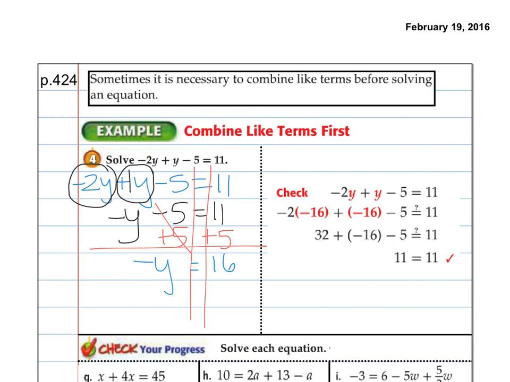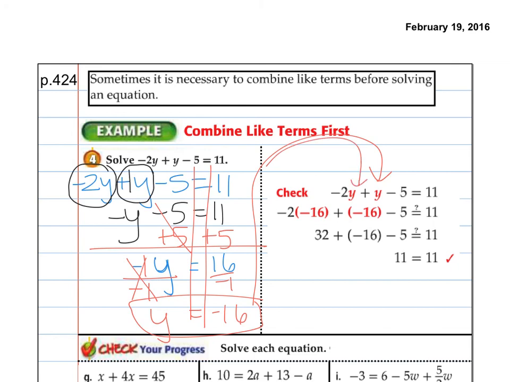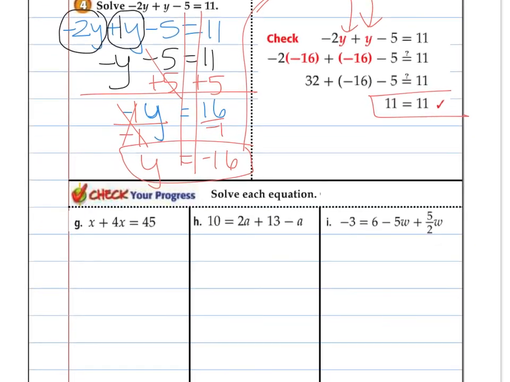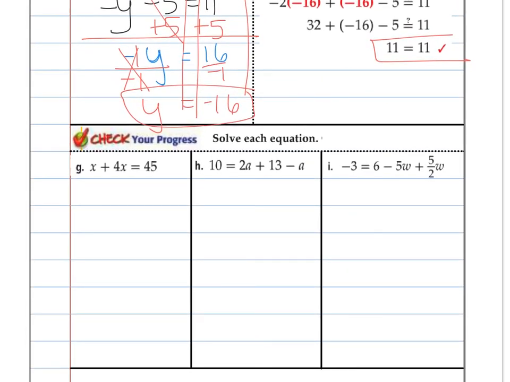Can't have a negative 1 here. So to get rid of this negative 1, I multiply or divide by a negative 1. Because the negative divided by a negative is a positive. Positive divided by a negative is a negative. And then they plug it back in to both spots to check that they remain equal. Try here, and then we'll be on our way.